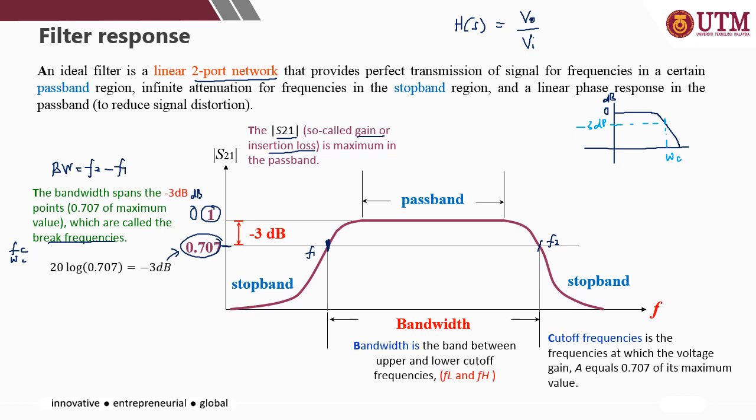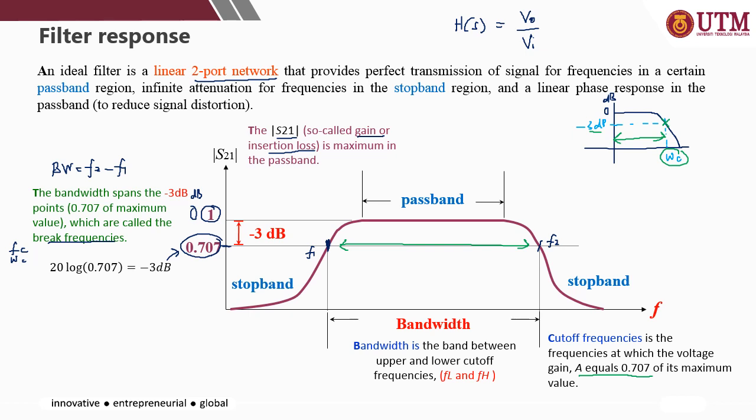And what else? This is the passband region, where the signal will be selected. So in this case, this is the band pass filter. If you have the low pass filter, this will be your passband region, and outside of this will be your stop band region. The cutoff frequency is the frequency at which the voltage gain A equals 0.707, or 3 dB of its maximum value. So as I mentioned, at the 3 dB point is where your cutoff frequency or break frequency is.